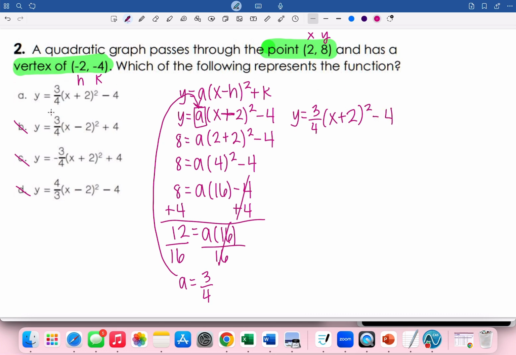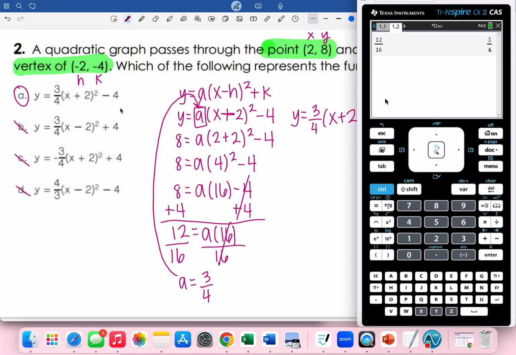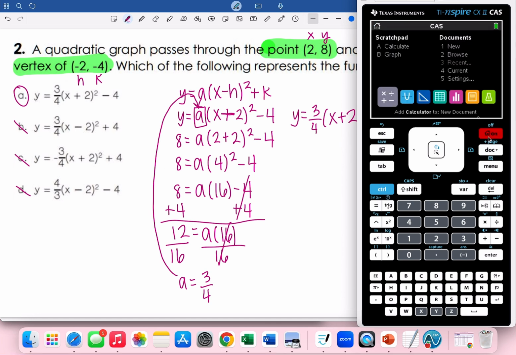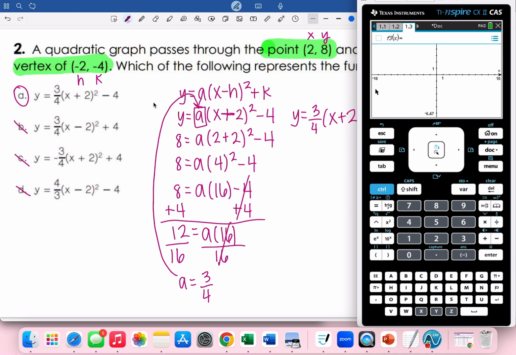So my answer again is A here. But I want to show you how you should have your calculator help you with this type of problem. Let's say that you eliminated answer choices by plugging in your vertex, and you came down to 2 answer choices. What you can then do is go into your graphs and plug in your answer choice. So obviously I know that A is my answer. I'm going to type in control divide, 3 on top, 4 on the bottom. I'm just going to plug in my answer in vertex form. So (x plus 2), close parentheses, squared, minus 4. And I'm going to press enter.